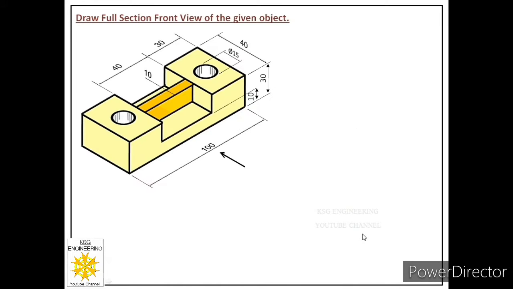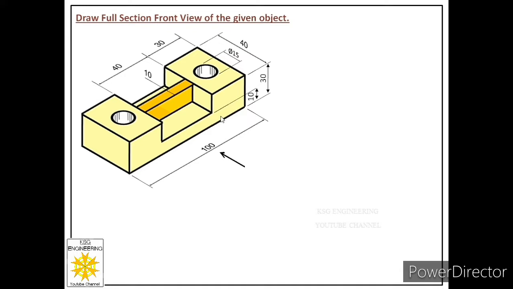So we are given one object over here and we are asked to draw the full section front view of this object. And this side is the front side of this object, marked with an arrowhead over here. It means we have to look at this object from this side. This is the front side of the object.